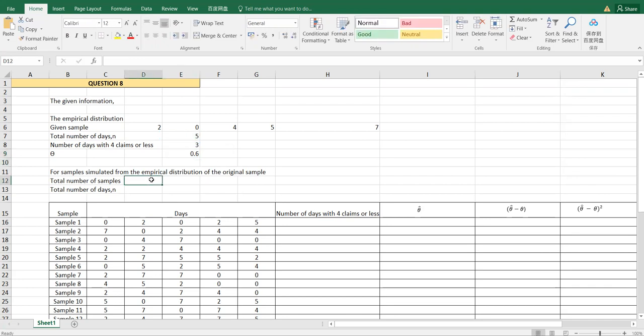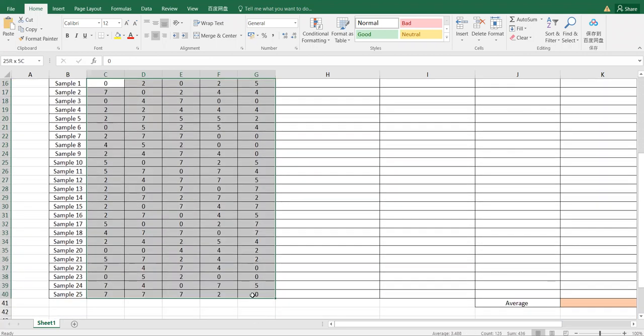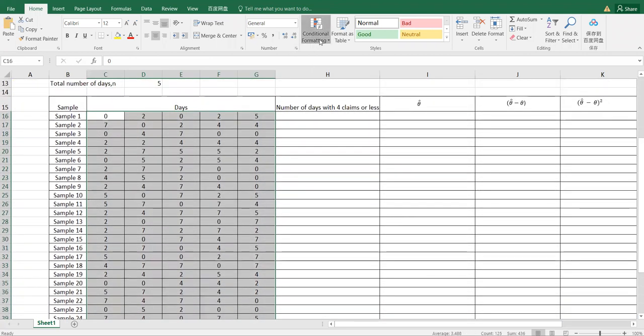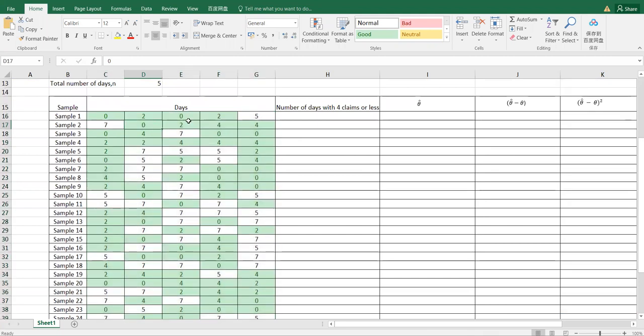For the samples simulated from the empirical distribution of the original sample, the total number of samples is 25, and the total number of days for each sample is 5 days. There are actually two ways to find the number of days with 4 claims or less. For the first method, we highlight the days and do conditional formatting. We put the conditional formatting less than 5, which is equal to 4 claims or less, and the number of days with 4 claims or less will be highlighted.